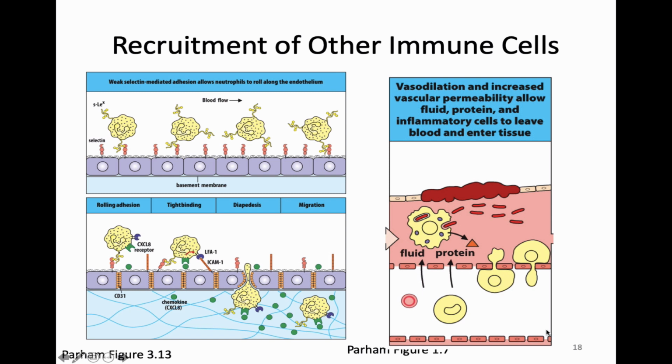Those cytokines that are allowing chemotaxis, so the chemokines, are also very important for the recruitment of other immune cells to this site of infection where they are able to get rid of the microbes. There is a three-step process that is involved in the recruitment of these cells.